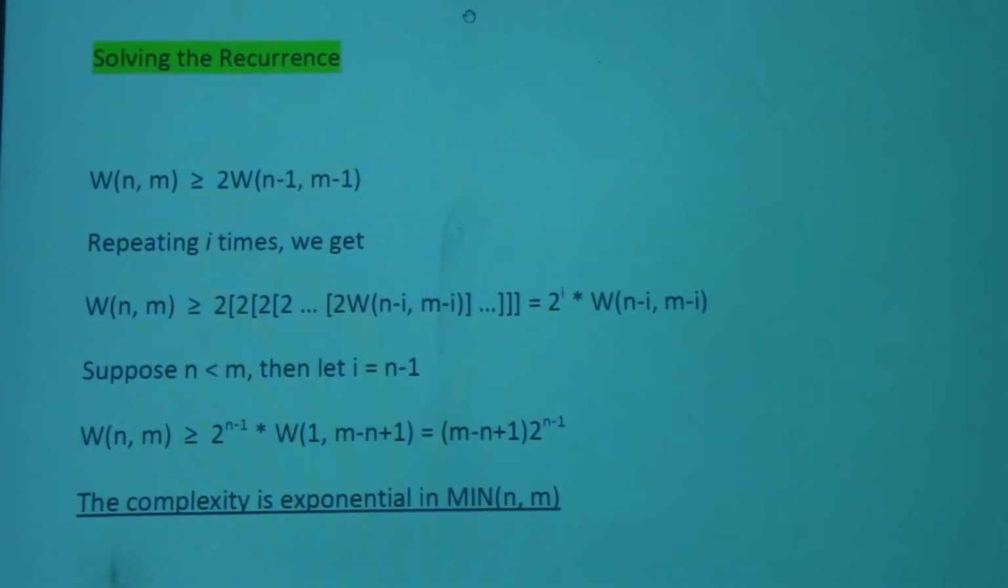So if we have, for example, strings of length 10 and 12, that's going to be 12 minus 10 is 2, plus 1, 3. So it's going to be 3 times 2 to the n minus 1. If the strings are the same length, then this minus this is going to be 0, and you're just going to get 2 to the n, where n is the length of either of the two strings. So the complexity is exponential.